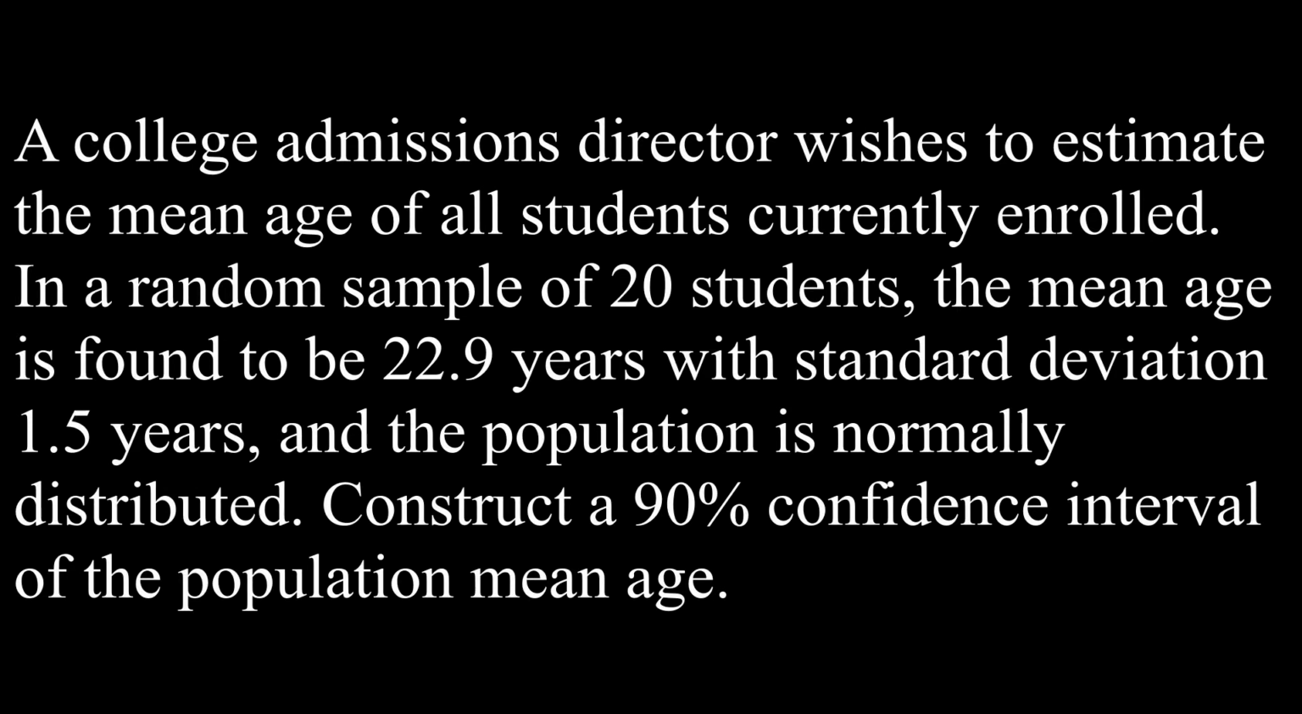So for this example, we have that a college admissions director wishes to estimate the mean age of all students currently enrolled. The random sample of 20 students has a mean age of 22.9 years with a standard deviation of 1.5 years, and the population is normally distributed. Construct a 90% confidence interval of the population mean age.